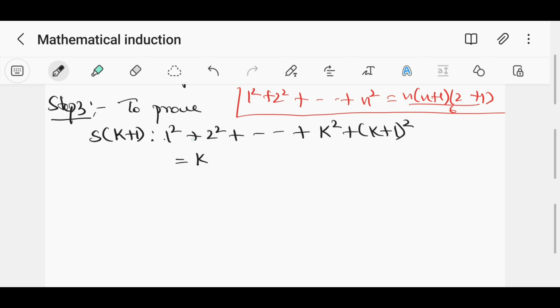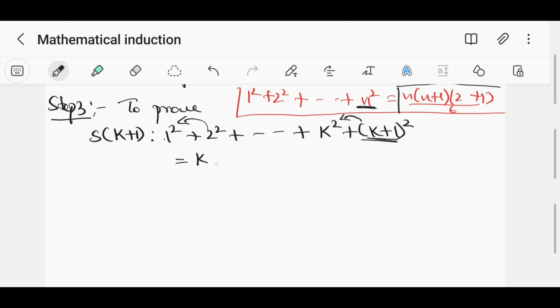So I am writing 1 square plus 2 square plus so on. In place of n, I am writing k plus 1 the whole square. So the preceding term will be k square, right? Here you have 2, the preceding term was 1. Similarly, here you have k plus 1, the preceding term will be k. That's all. So this is equal to, in place of n in the RHS, here in place of n you are substituting for k plus 1 now.